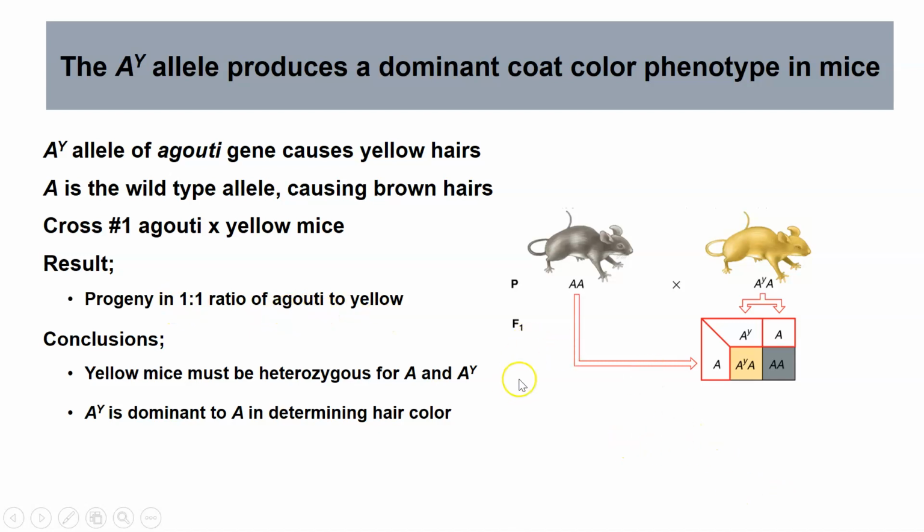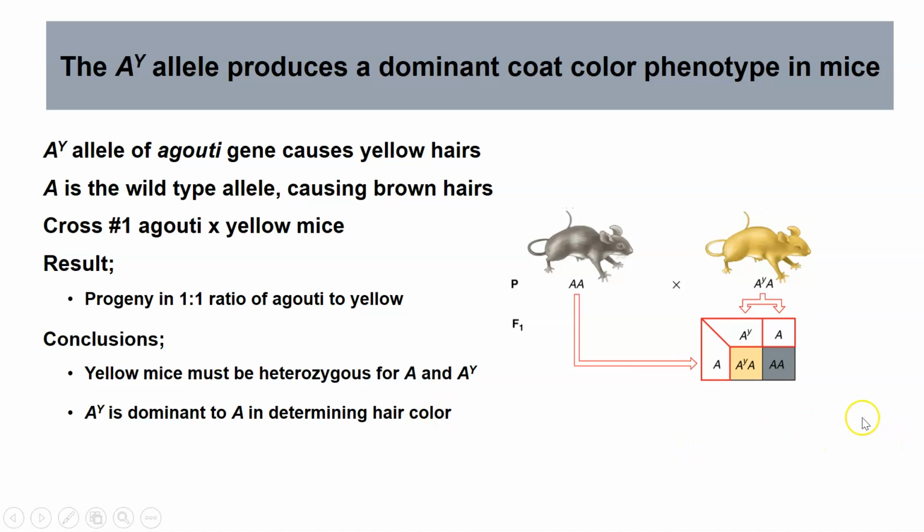He concluded a couple things from this cross and the results. First of all, that the yellow mice must be heterozygous in order to get this 50-50 result in the offspring. Okay, so he designated alleles, big A allele for agouti, and the A super Y allele indicating the yellow. All right, so the yellow mouse is heterozygous. Not only that, if it's heterozygous, that must mean that the AY allele is dominant to the agouti allele. Okay, so that was an important conclusion from this cross.